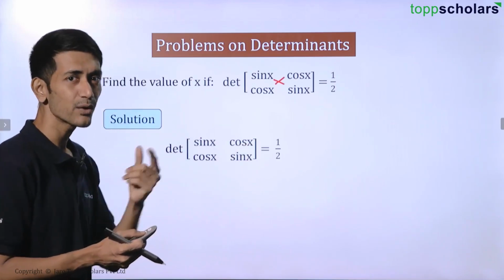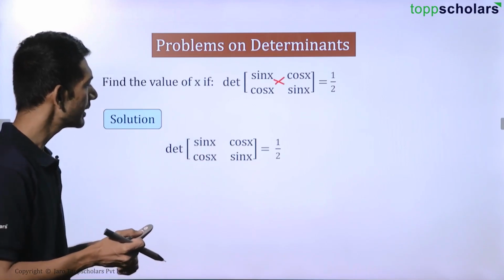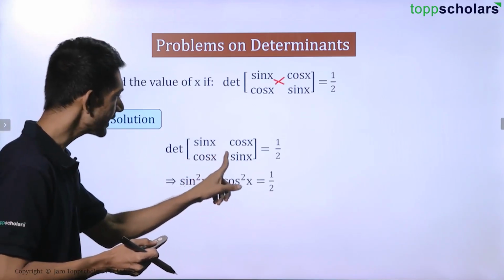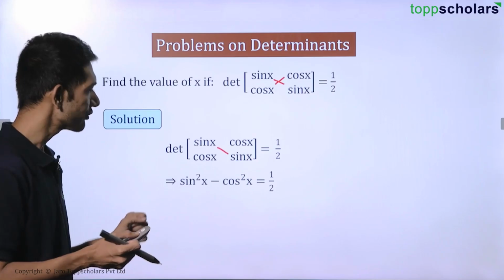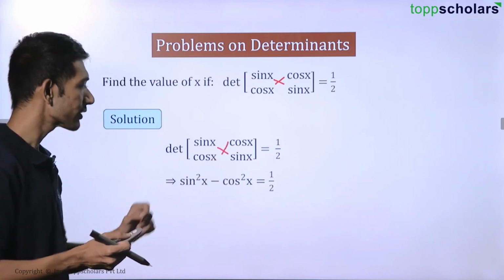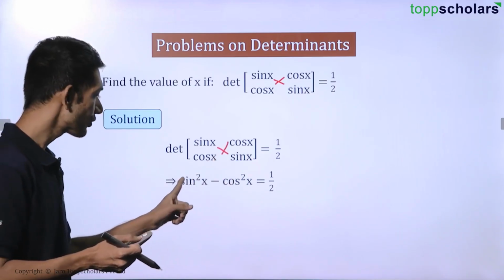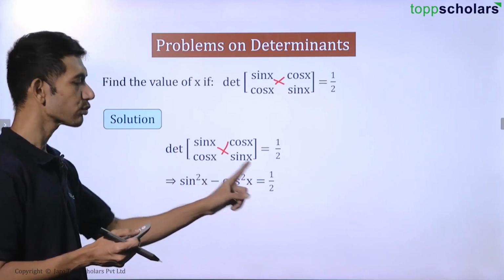So here we have determinant of sin x, cos x, sin x is equal to 1 by 2. How are we going to start with? We are going to start with multiplying sin x with sin x. So sin x multiplied by sin x is how much? Sin square x. Cos x multiplied by cos x is how much? Cos square x. So this is sin square x minus cos square x is 1 by 2.